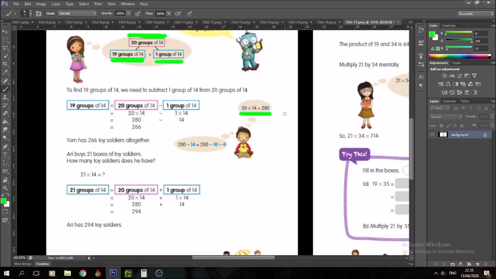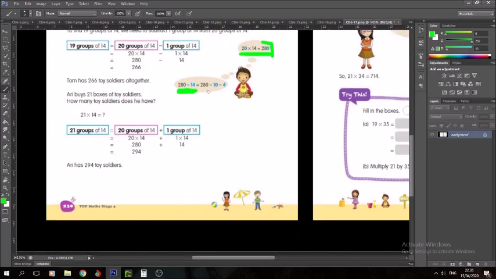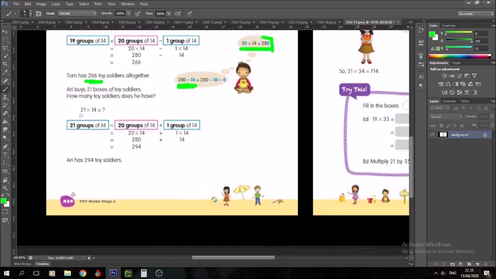But remember, you borrowed 1 times 14. The number that you borrowed is not only 1, but 1 times 14. 1 times 14 is 14. So for the final result, you subtract the number that you borrowed. In this case, minus 14. So 280 minus 14 equals 280 minus 10 and minus 4. The result is 266. Over here, you are multiplying 21 with 14.